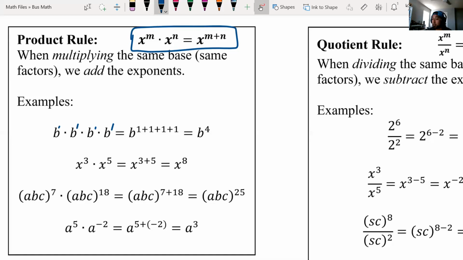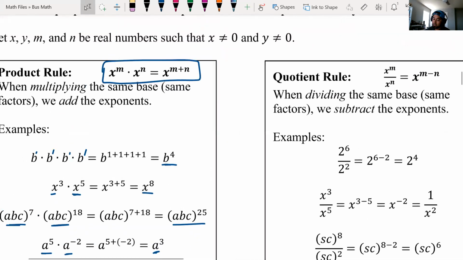Another example, x cubed times x to the 5th. Since these are the same base, you would just add your exponents and you would get x to the 8th. Next one, abc to the 7th times abc to the 18th. Since these bases are the same, you will add your exponents and you'll get abc to the 25th. And then a to the 5th times a to the -2. Once again, same base, add your exponents. 5 plus -2, which is 5 minus 2, becomes a cubed. Okay, so product rule. Same base multiplying, add your exponents.